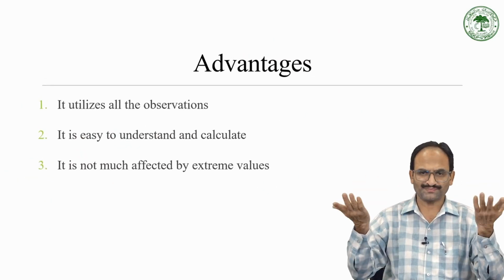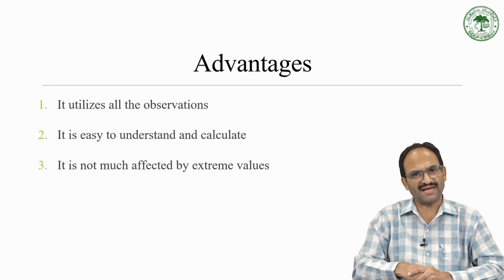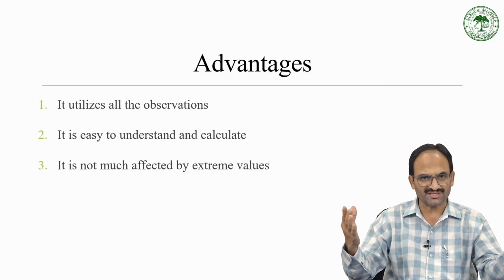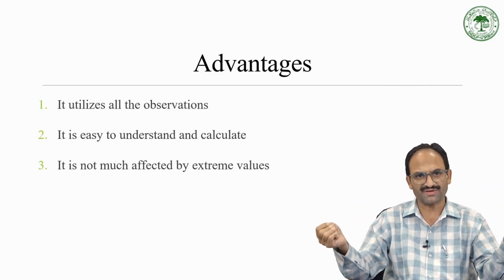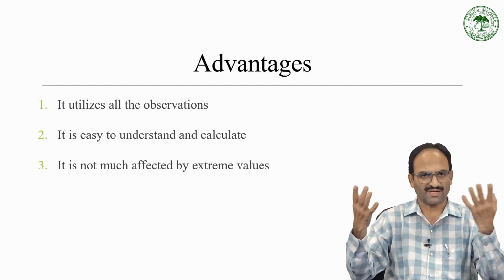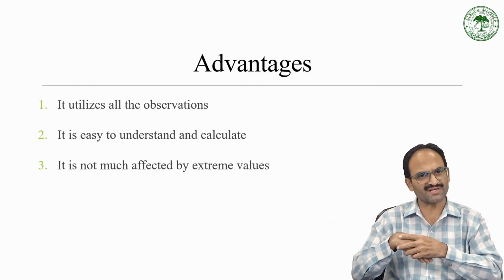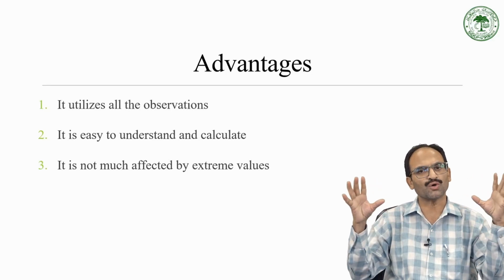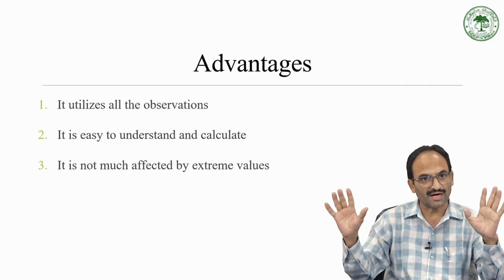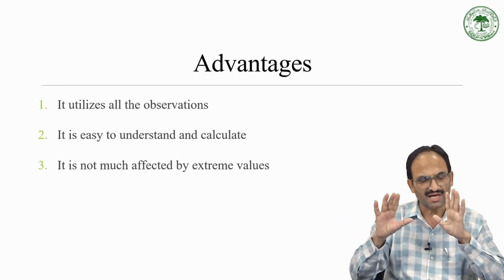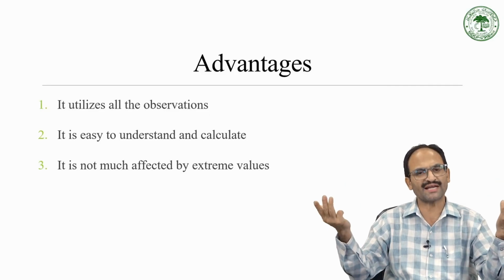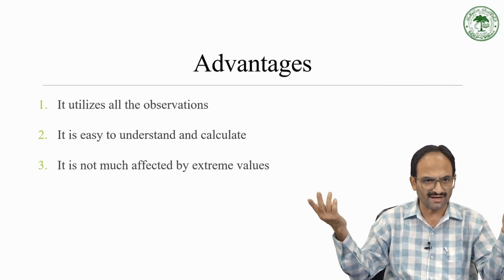Now in the last part of my lecture, let me summarize the advantages and disadvantages of average deviation or mean deviation. As the first point on the slide says, the beauty of average deviation or mean deviation is that it does not ignore any individual number, any individual term in the data set. Rather, it utilizes all the observations. This is the first advantage. It is easy to understand and calculate. This is the second advantage.